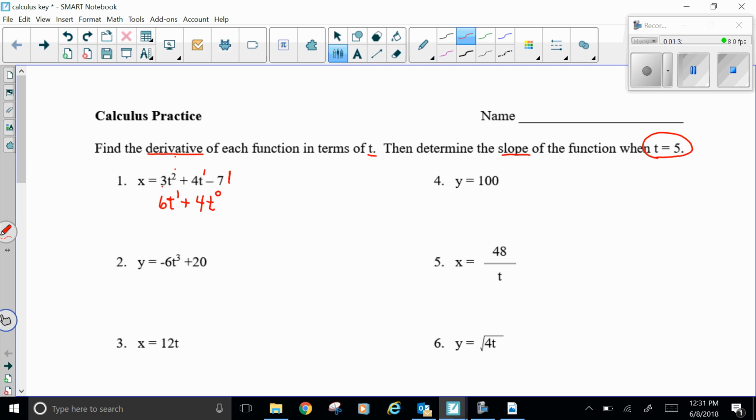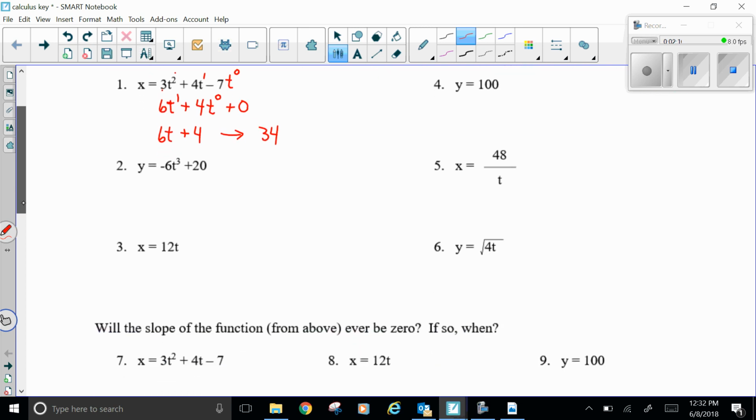And then last, I have 7t to the 0 power, technically, so 0 times 7 gives me 0. If I clean this up a little bit, 6t to the first power is more commonly referred to as 6t. T to the 0 power is just a 1, so I end up with 4. And then plus 0, obviously I don't need to write that out. So my answer for the derivative is going to be 6t plus 4. If I put t equals 5, I end up with 6 times 5, which is 30, plus 4 for a total of 34. So at t equals 5, our slope is going to be a value of 34.